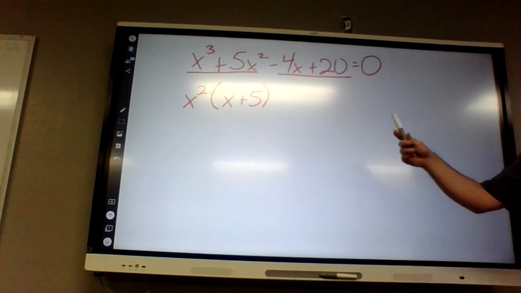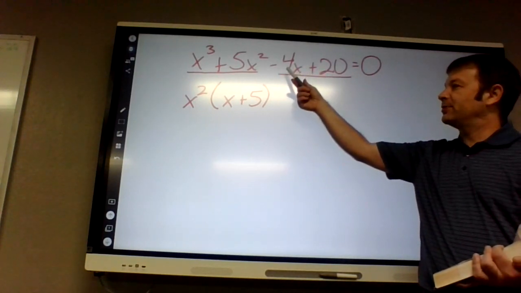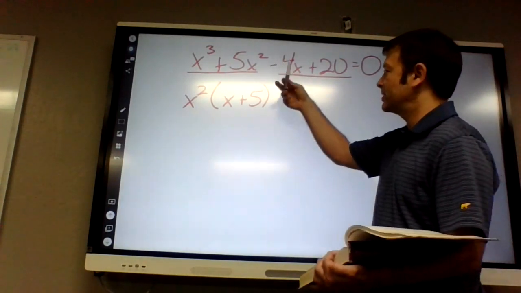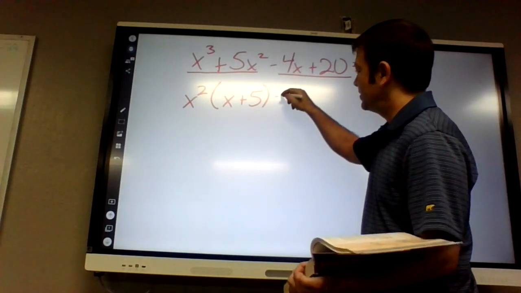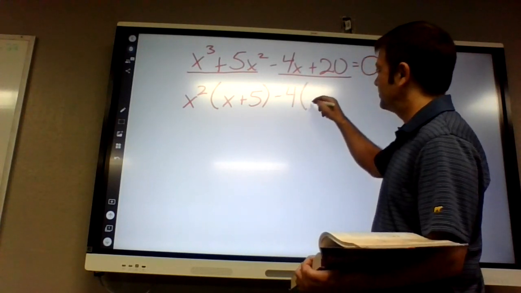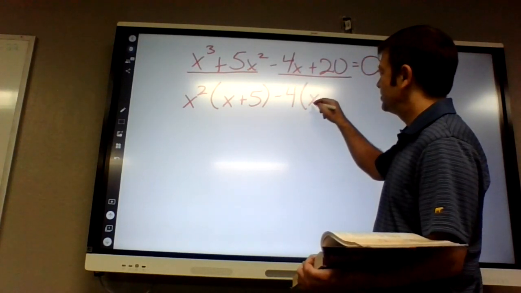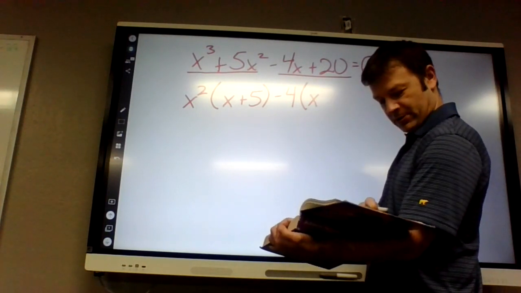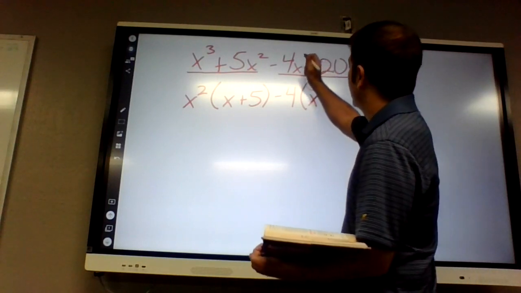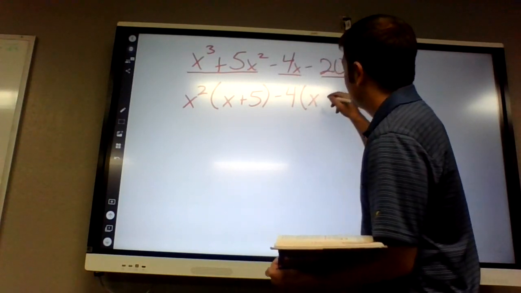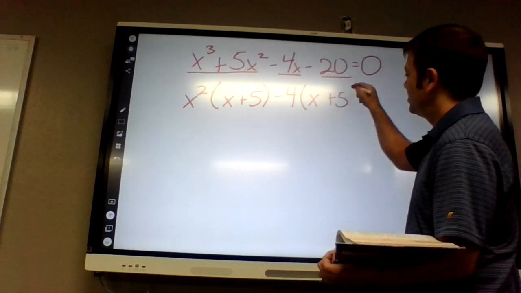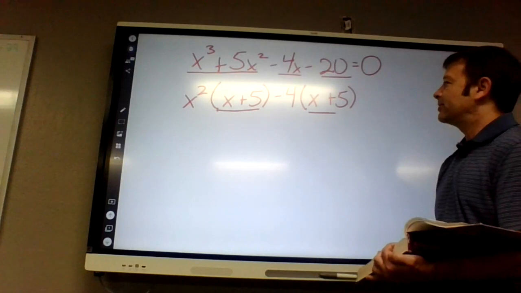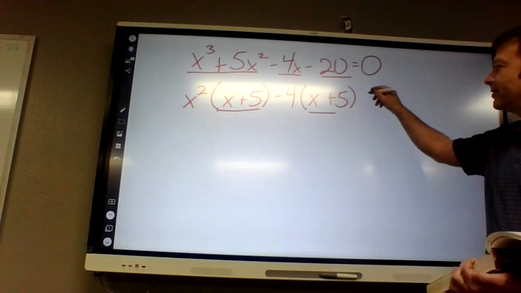If this first term is a -4, it'll probably be better to take out a -4 if this one's negative. And what's left? X minus 5. Did I copy this wrong? Oh, yeah, I did. There we go. Now if I take out a -4, I get x plus 5. Okay, if this doesn't happen right here, it won't work. So it's got to be a very specific kind of problem.